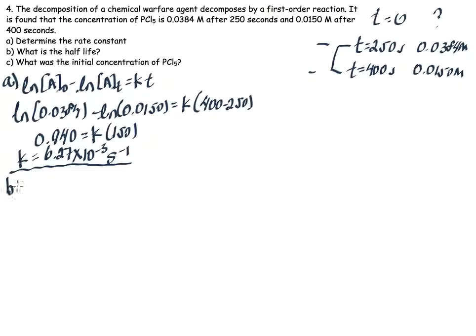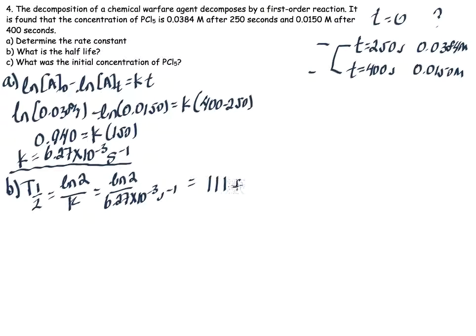Now, in part B, we just do some side calculation here. They want to know what is the half-life. So we use the half-life formula. T1/2 is equal to natural log of 2 over K. And so we plug this in. Natural log of 2 over 6.27 times 10 to the minus 3. And you can see 1 over reciprocal seconds gives you seconds. And the answer here is about 110.5 or 111 seconds. Okay, so that's the half-life.